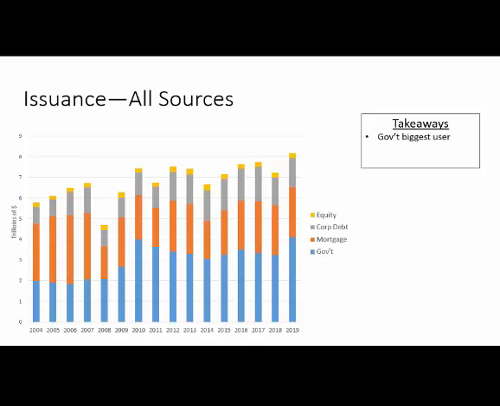So what do we learn from this? That government is the biggest issuer of securities in the capital market, way bigger than corporations. And that equity is a relatively small source of capital, smaller than corporate debt.